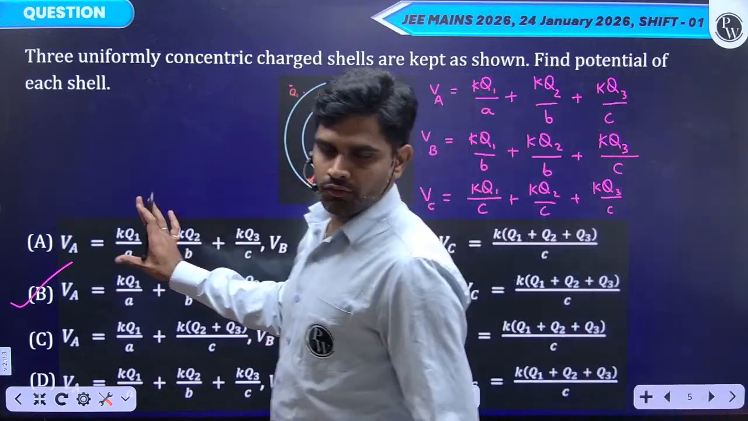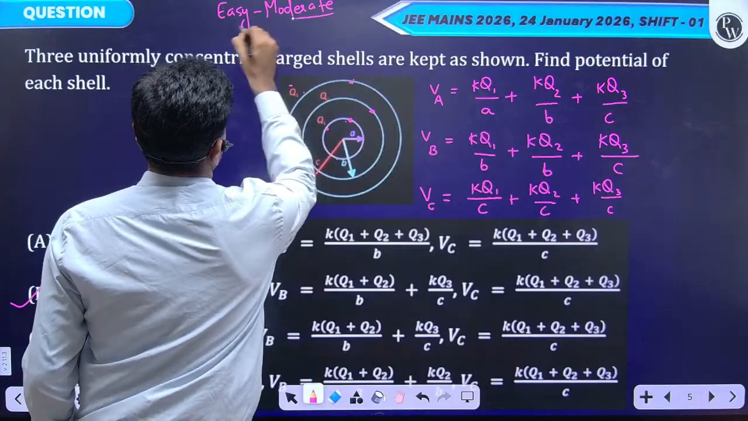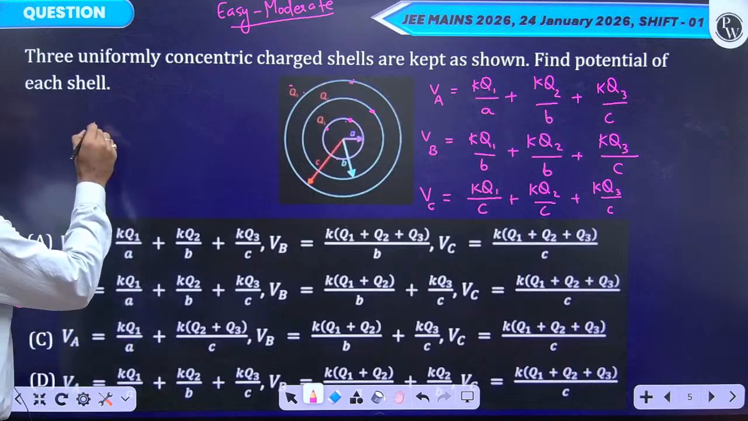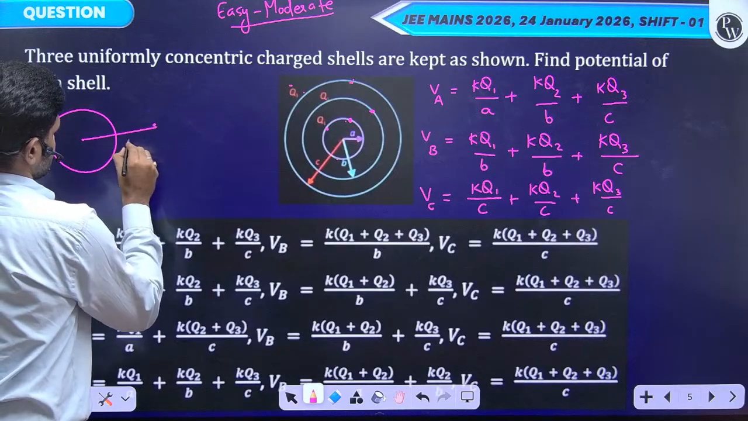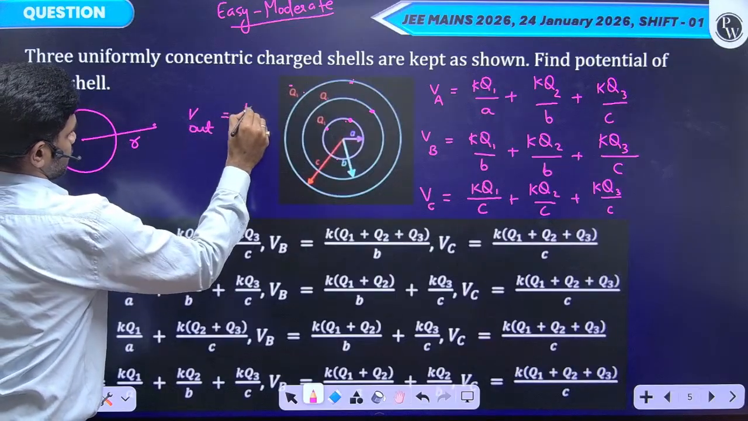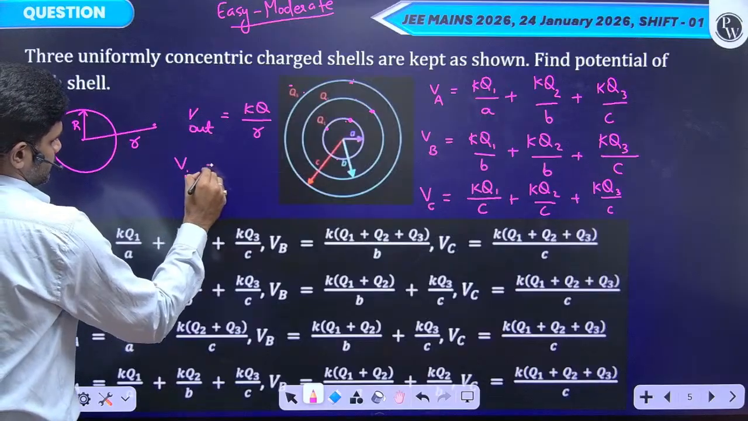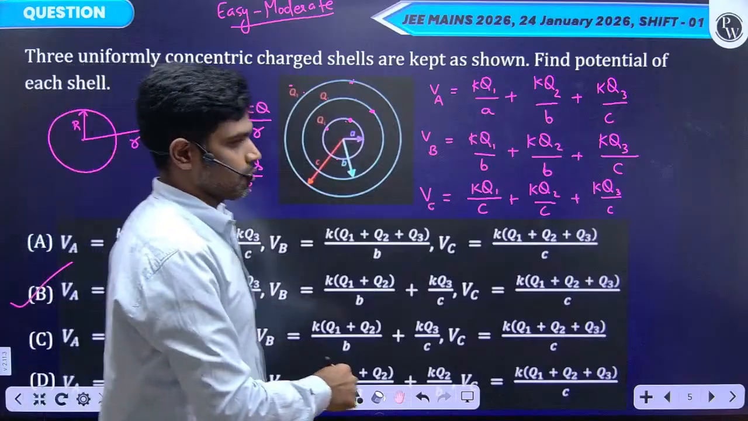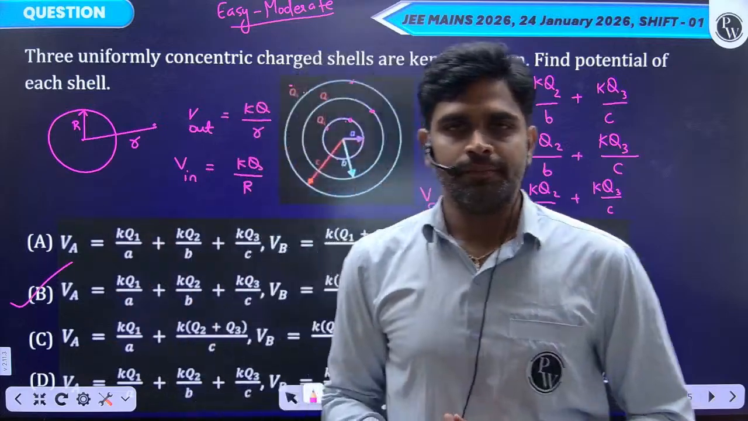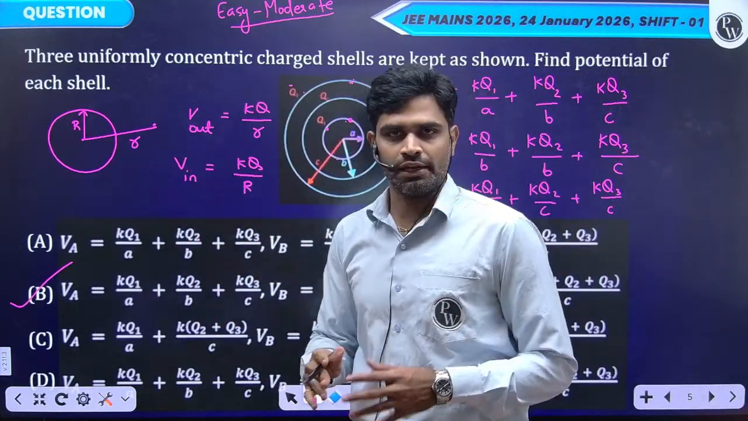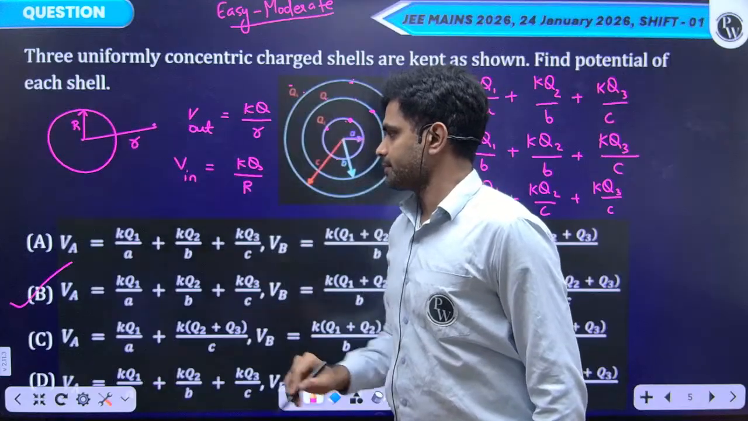So this was a simple question, an easy to moderate question. A direct formula based question. Which formula are we using? If you revise the formula for a hollow sphere or shell: for outside points, the formula is KQ by small r, the distance which is variable, whereas inside it's a uniform potential or equipotential region, KQ by capital R.